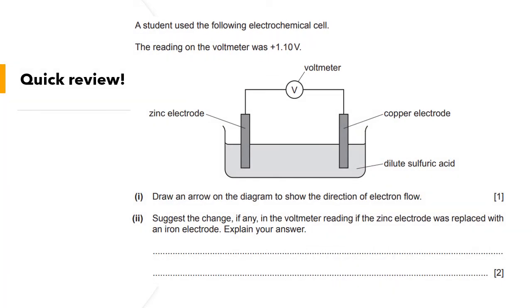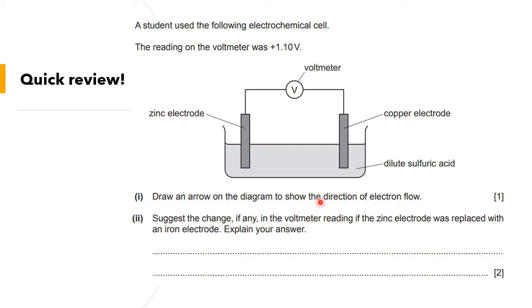Let's take a look at the example of a question about chemical cell. Okay. A student used the following electrochemical cell. The reading on the voltmeter was 1.10 volts. Okay. Question number 1. Draw an arrow on the diagram to show the direction of electron flow.